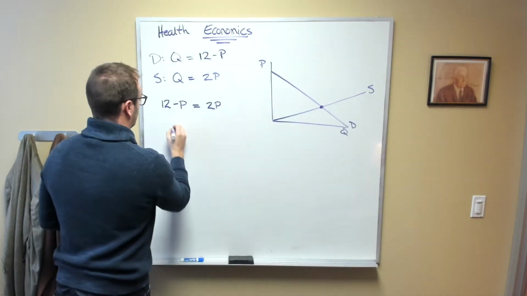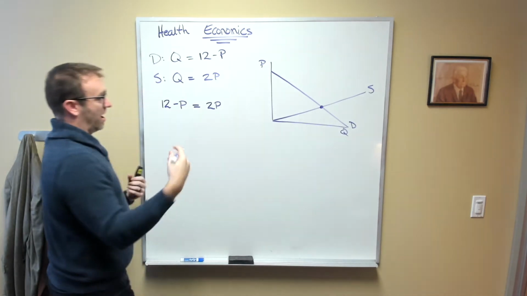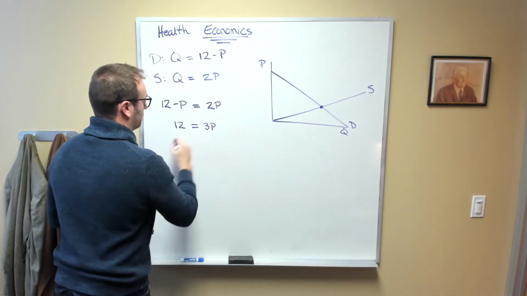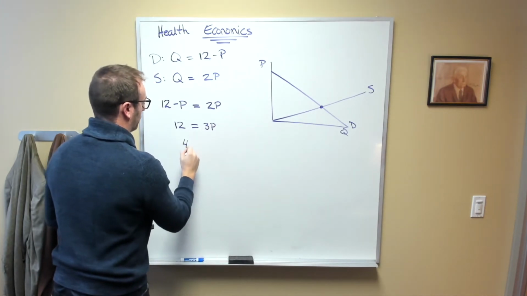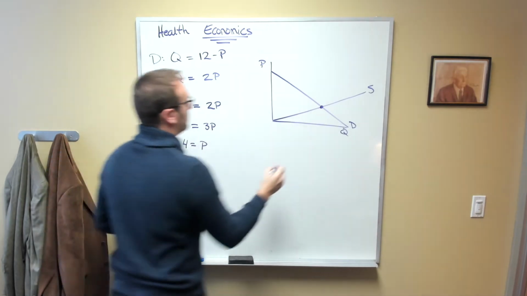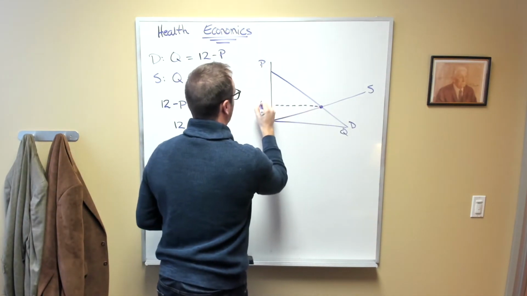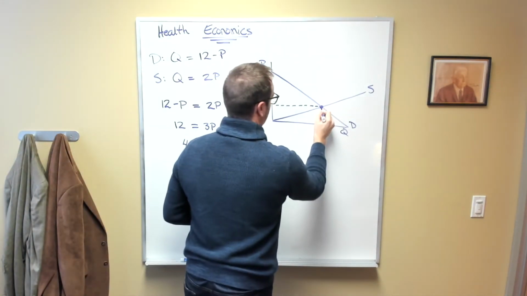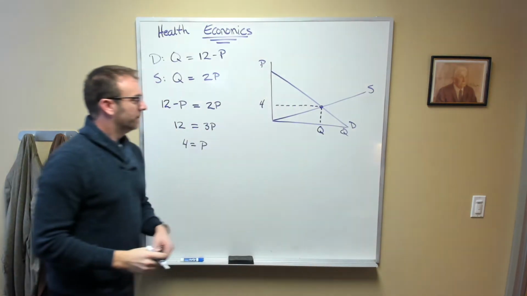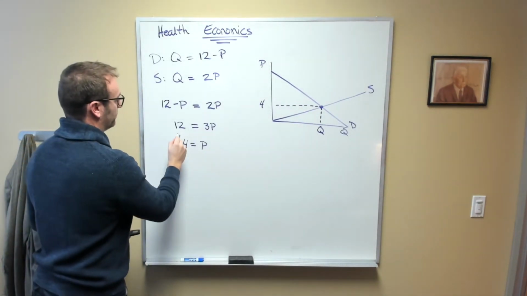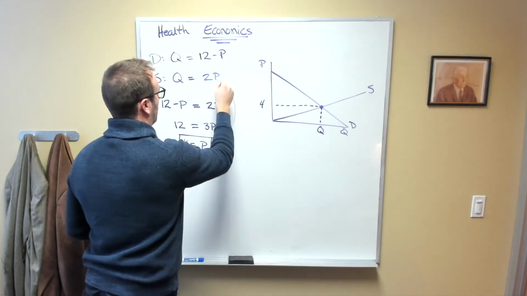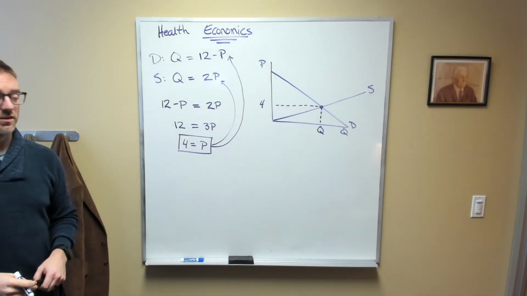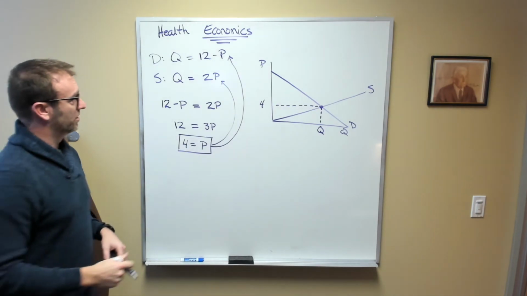Through some math magic, we can move this minus P over here by adding P to both sides. That will get us 12 is equal to 3P. And if we just divide both sides by 3, we get 4 is equal to P. So now we've solved for this number here, and we know it's 4. How can we figure out what the quantity is? Well, what we can do is take this 4 and plug it into either here or here, and then we can figure out what the quantity is going to be. So let's just do both just so we can check.